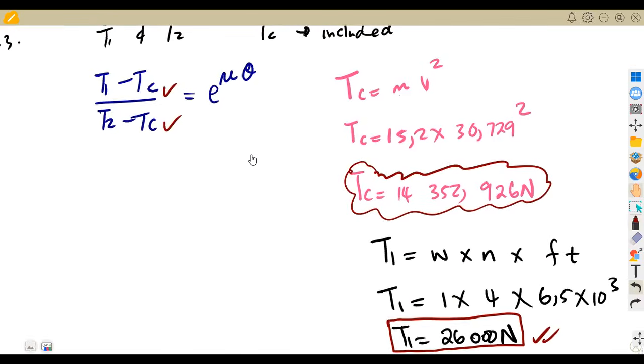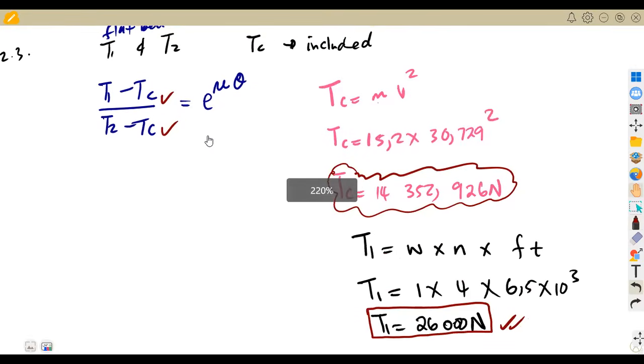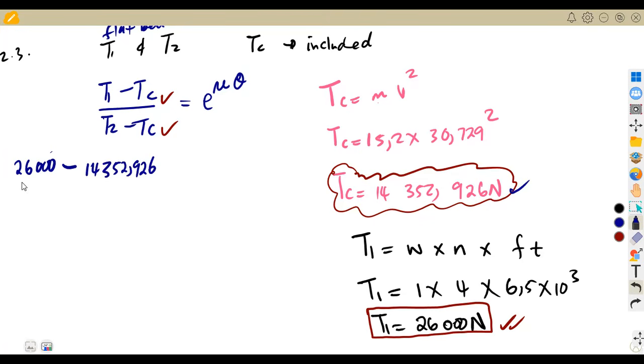So that means we are just left with T2. And like I said, since we have T1, we can substitute back here to calculate T2. So now we can substitute all the values to find T2. That is T1, we have got T1, which is 26,000. All right, so we are going to have 26,000 in this case minus the centrifugal force. We remember having this into account. So we are going to subtract 14,352,926. All right, everything over the difference of T2 minus TC.